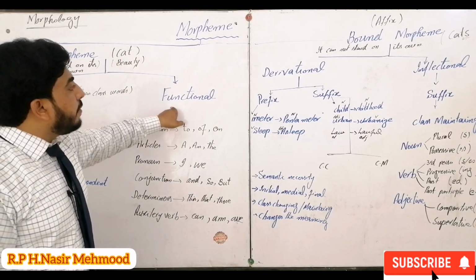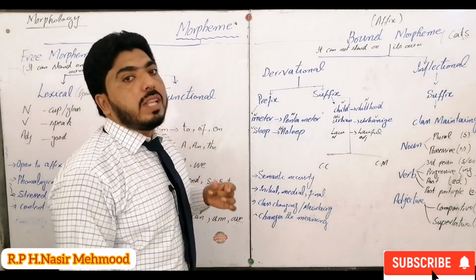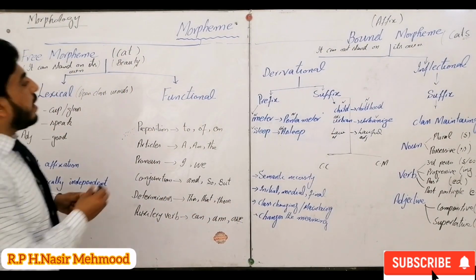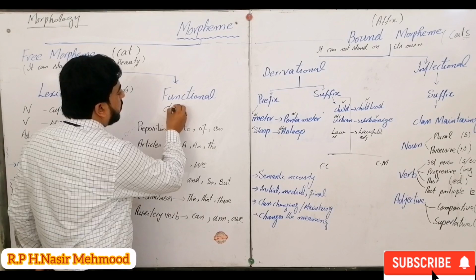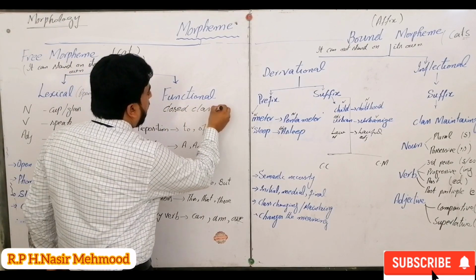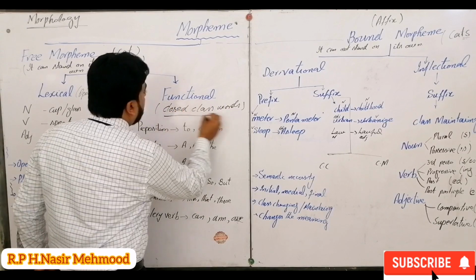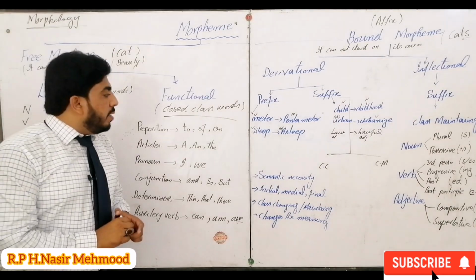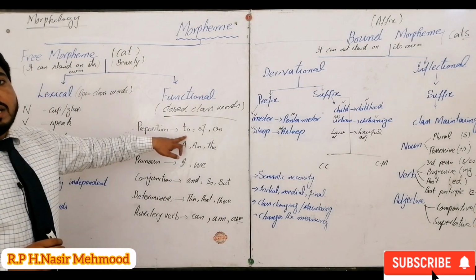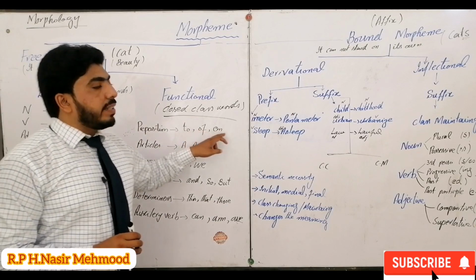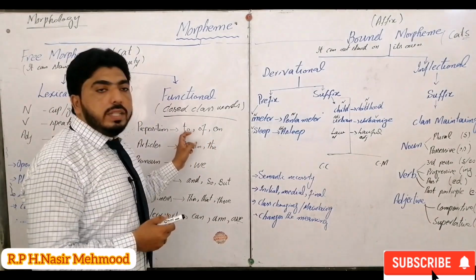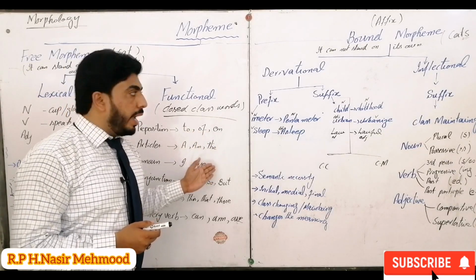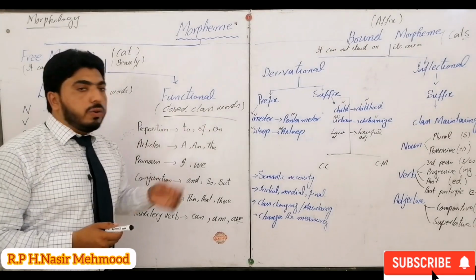We call these functional morphemes closed class words, and these lexical ones open class words. Why do we call these functional morphemes closed class? Because we can't affix anything. We can't add a suffix at the end to form something new. To is always to, and this is invariable. It can't be changed, right? So that is why we call them closed class words.